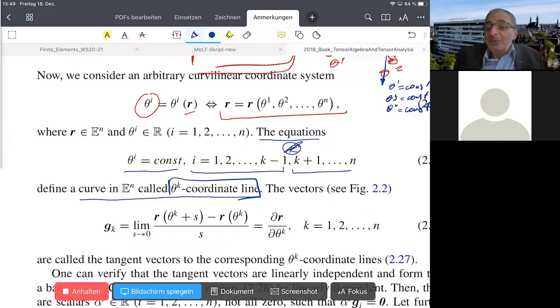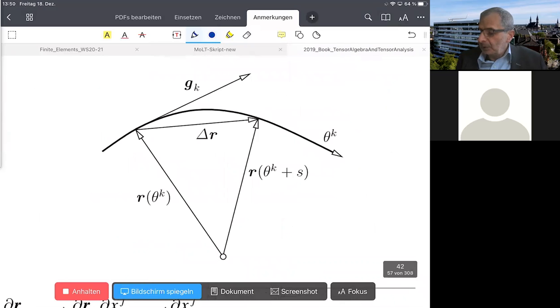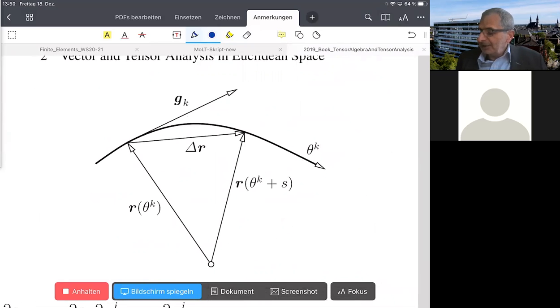And now what we do, we define tangent vectors. We mentioned already the vector tangent to this coordinate line. How to do that? Let us look at the picture on the next page. Look, this is my coordinate line, theta k, going here, and I'm at this point. This is the tangent direction. This is my vector r, which depends on these coordinates. All other coordinates I don't write, because they're fixed. I write only theta k.